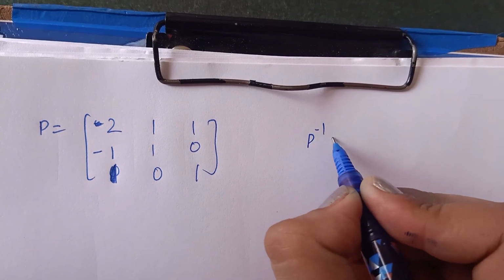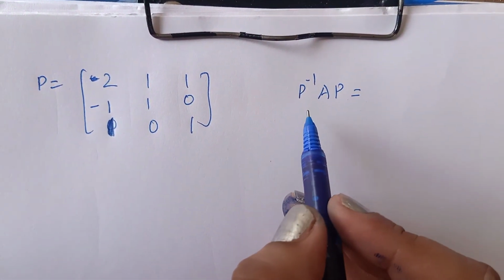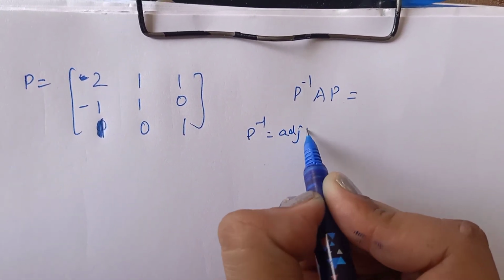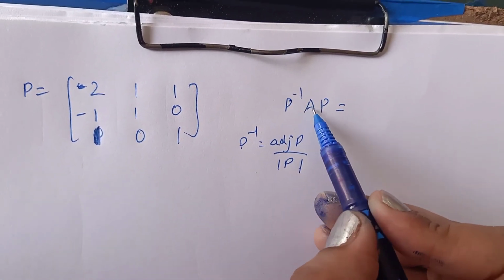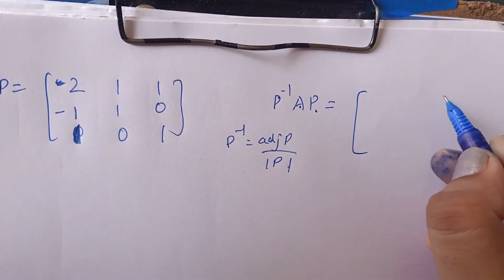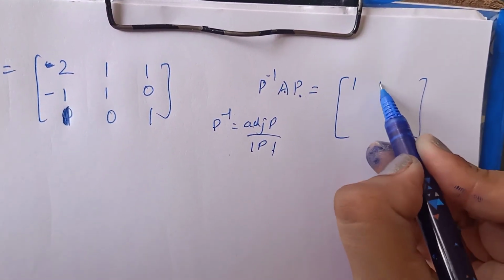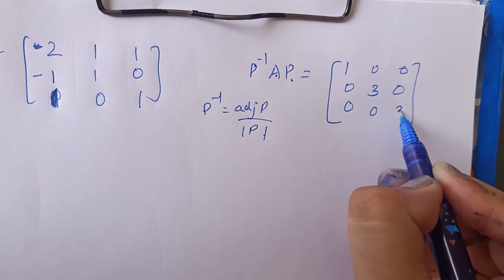So when you calculate P inverse AP, this you have to show in the exam. Okay, you will find P inverse yourself by finding everything like this, then put the value of P inverse here, the value of A and the value of P, and you will prove by originally calculating that this answer is equal to the diagonal matrix 1, 0, 0, 0, 3, 0, 0, 0, 3.